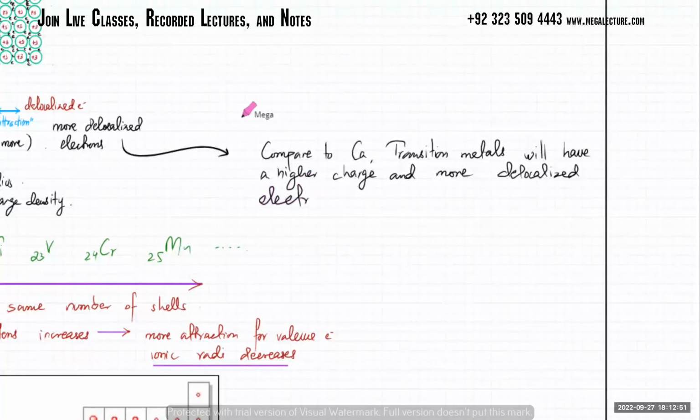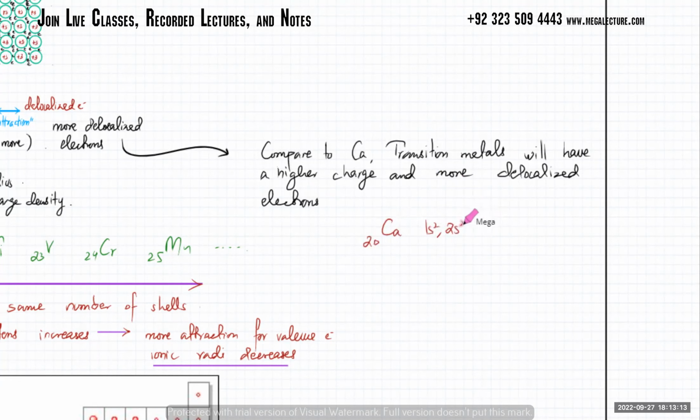Now the question is how is that possible? So the answer is that if you look at the electronic configuration of calcium, it's 20 electrons. That means the configuration is 1s2, 2s2, 2p6, 3s2, and then 3p6, then 4s2, and the 3d for calcium is empty. There are going to be 0 electrons in the 3d.